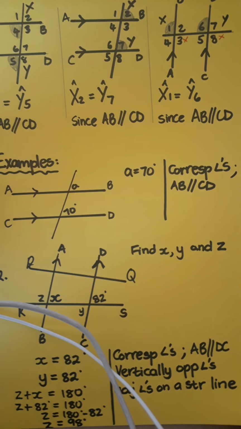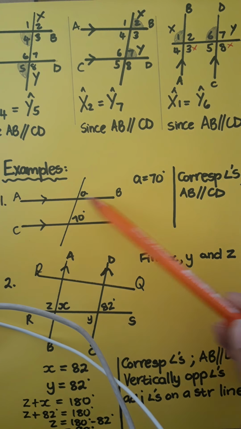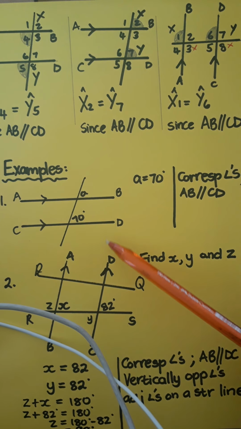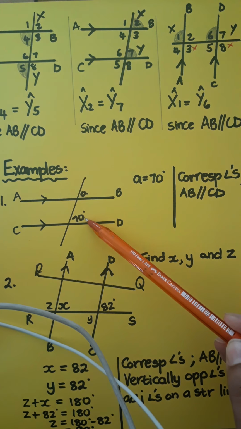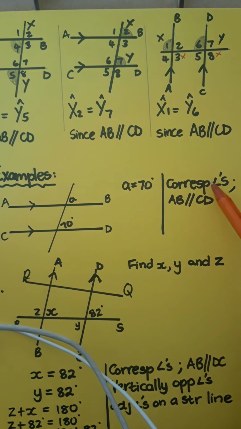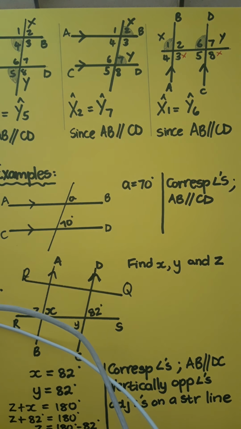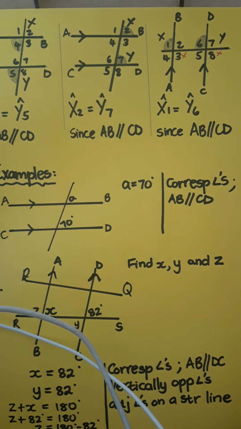Here's just a few examples we're going to go through. We have two lines drawn. AB is parallel to CD. And here, if you look, we've got 70 degrees. A is equal to 70 degrees because it is corresponding angles. But you also need to tell me which lines are parallel. AB is parallel to CD.